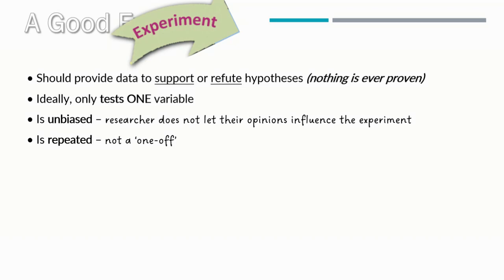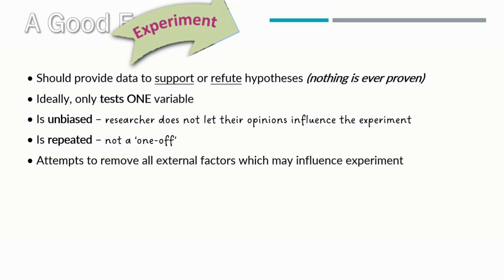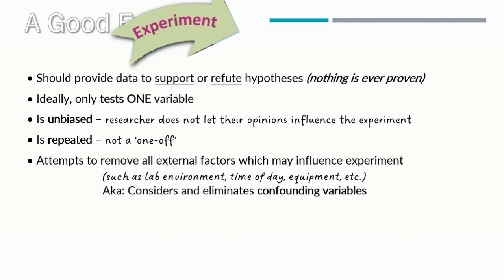And it's also very important that we work to remove confounding variables or external factors that may influence our experiment, right? Such as the environment, the time of day, the equipment being used. It's very important that we standardize certain things in our experiment. So another way to say this is consider and eliminate all confounding variables. The term confounding variables just refers to variables that can influence your experiment that you don't want to influence your experiment, or that maybe you didn't think of.